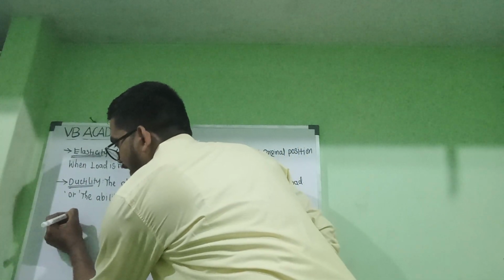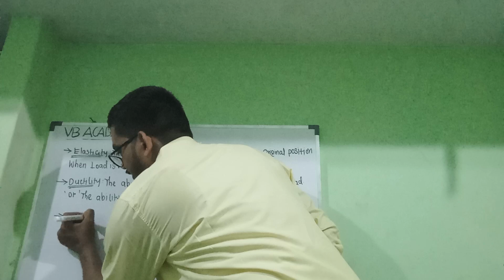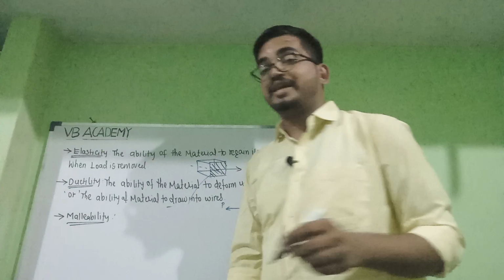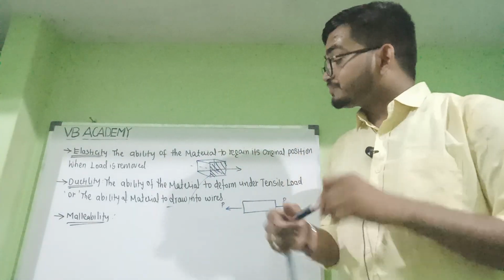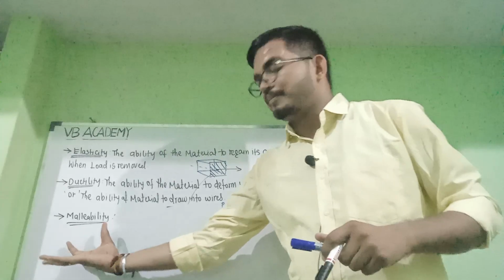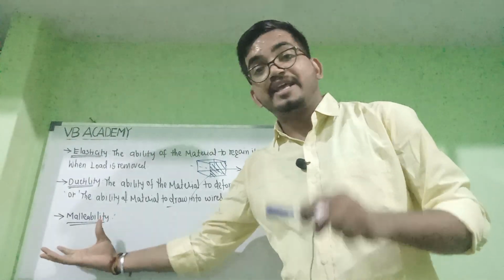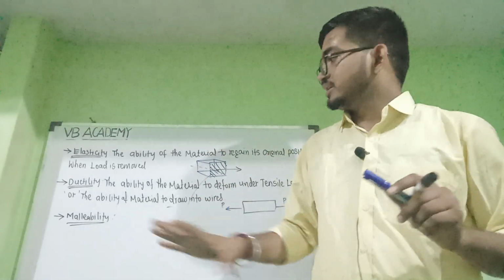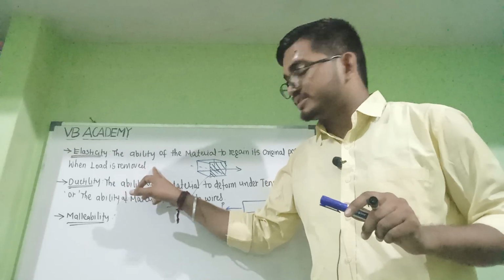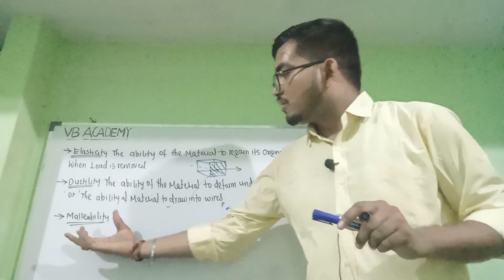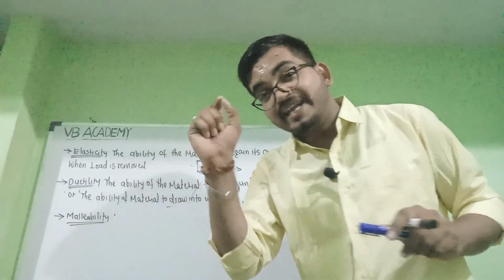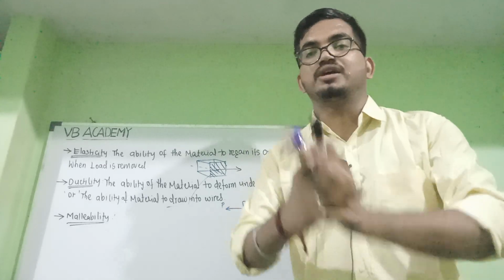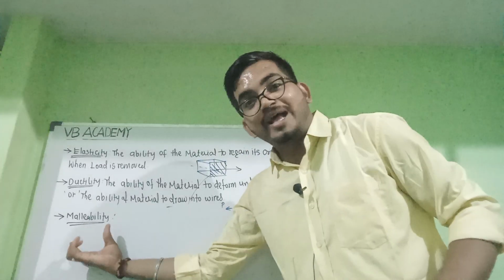Then coming to malleability. These are the different abilities of the material. Malleability is what, Nana? Malleability is the ability of the material to deform under compressive loads or draw into sheets. Here wires, here sheets. Here tensile load, here what? Compressive load. You are getting? What is meant by malleability here? Malleability is the ability of the material to deform under compressive load, meaning the load which is in the push nature. Clear?